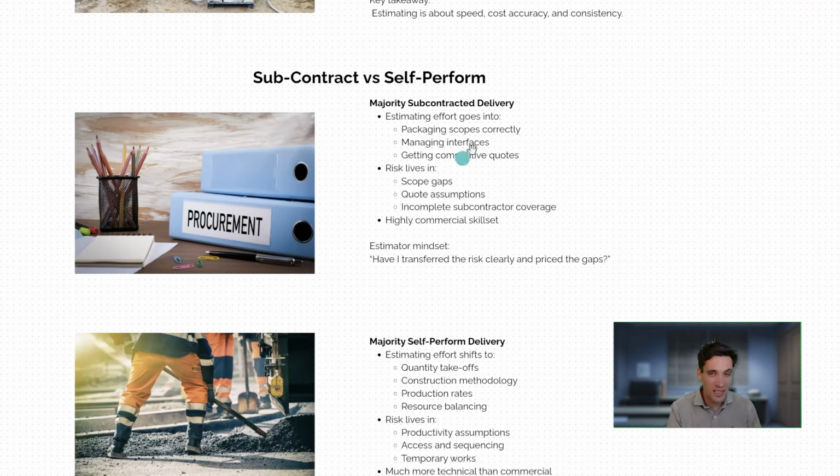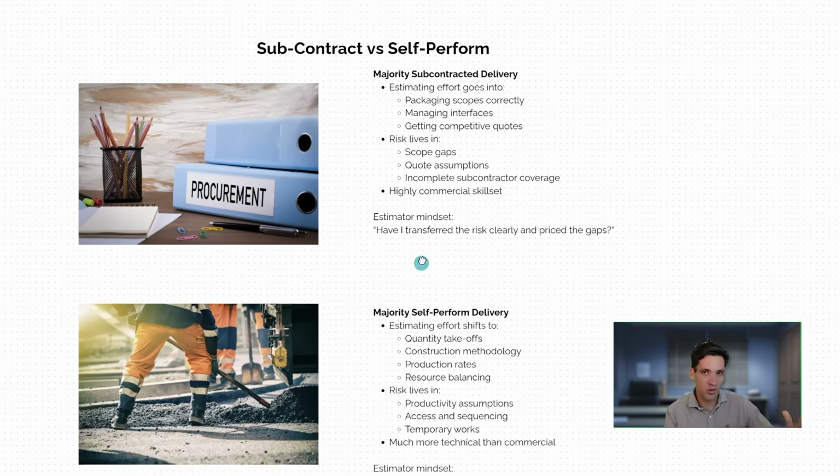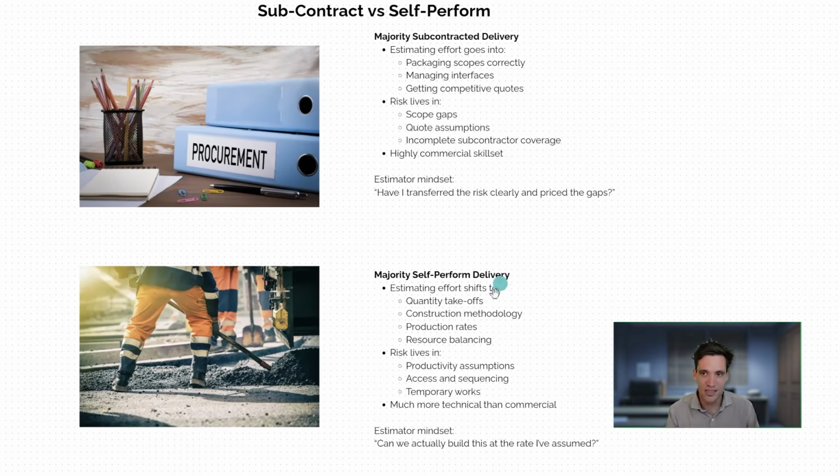Most of the issues you're going to run into in the estimating process are going to be scope gaps between subcontractors, assumptions around quotes or inclusions and exclusions that you missed, and incomplete subcontractor coverage. Majority subcontracted delivery is much more about contract management. Basically, have you properly transferred all the scope you're responsible for to your subcontractors?